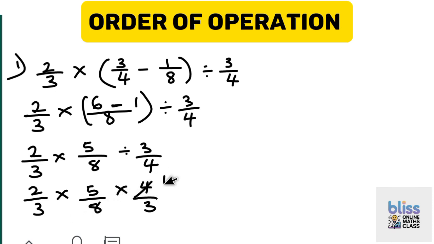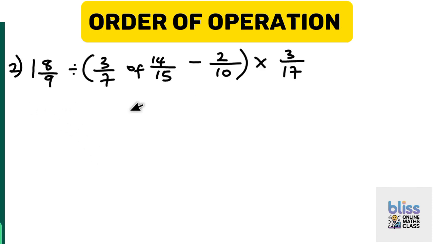4 divided by 4 will give us 1. 8 divided by 4 will give us 2. 2 divided by 2 will give us 1. 2 divided by 2 will give us 1. So we have 1 times 5 times 1, which will give us 5, over 3 times 1 is 3, times 3 will give us 9. Therefore our answer is 5 over 9.